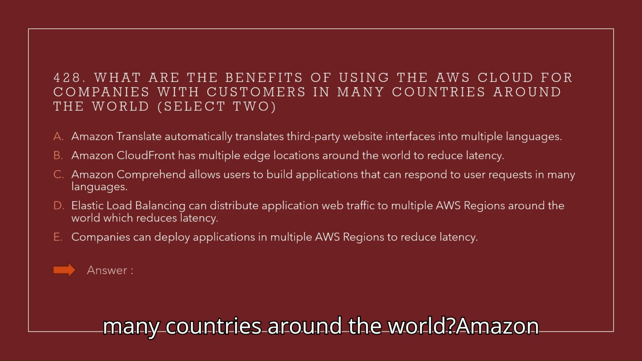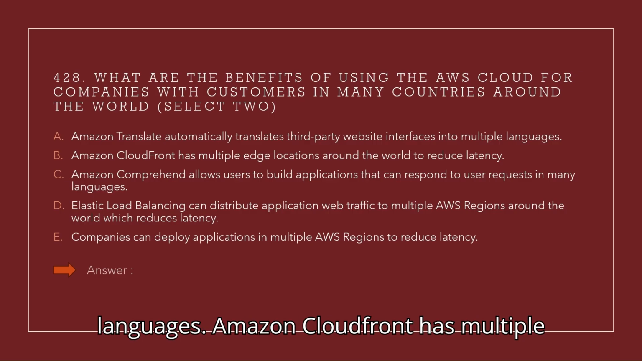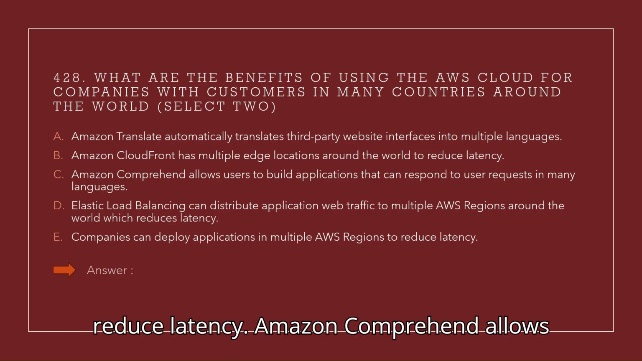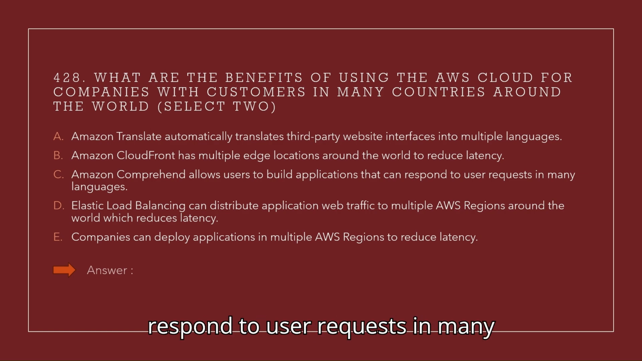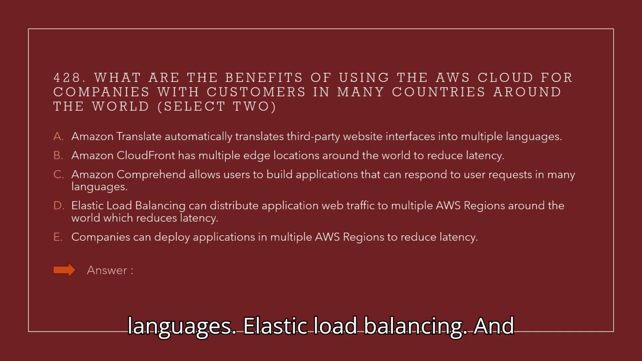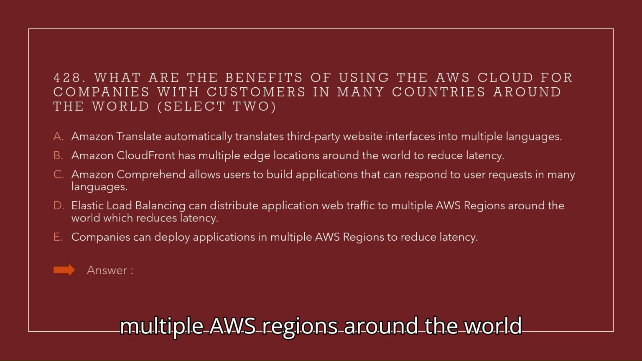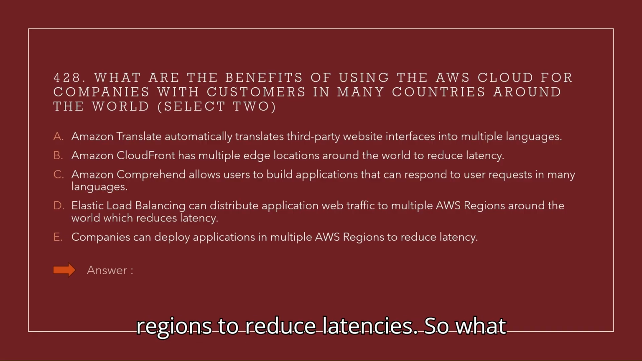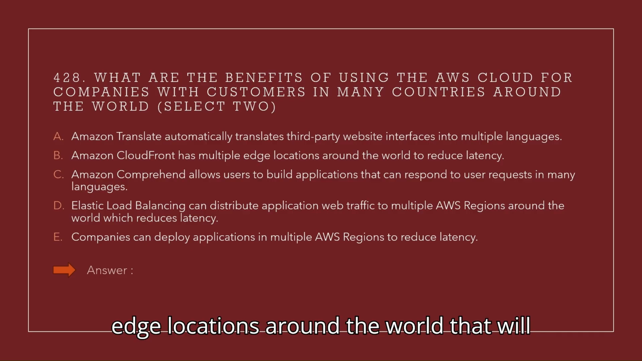What are the benefits of using the AWS cloud for companies with customers in many countries around the world? Amazon Translate automatically translates third party website interfaces into multiple languages. Amazon CloudFront has multiple edge locations around the world to reduce latency. Amazon Comprehend allows users to build applications that can respond to user requests in many languages. Elastic Load Balancing can distribute application web traffic to multiple AWS regions around the world, which reduce latency. Or companies can deploy applications in multiple AWS regions to reduce latencies.